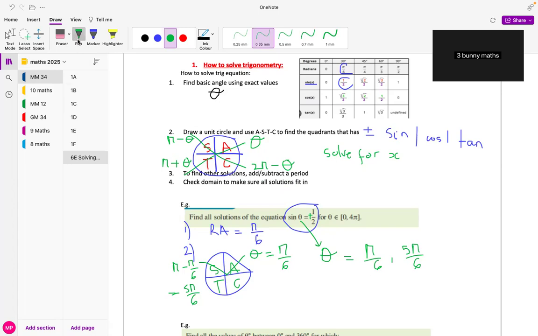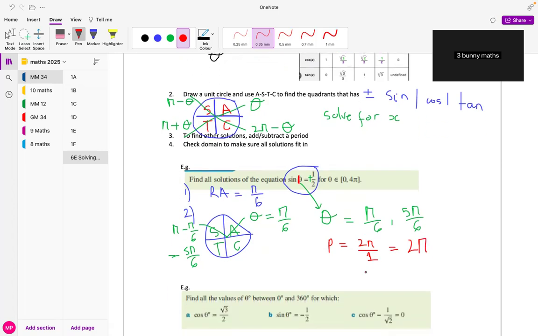So I'm going to add and subtract a period from here. So the period equals 2 pi over n. N is the number next to theta, and you can see the number next to theta is 1. It's technically 1 theta. So the period is 2 pi. So I have 5 pi/6 in my solution. Then I'm going to add a period from here. So pi/6 plus 2 pi, I add the period. That gives me 13 pi/6. That's another solution that I have.